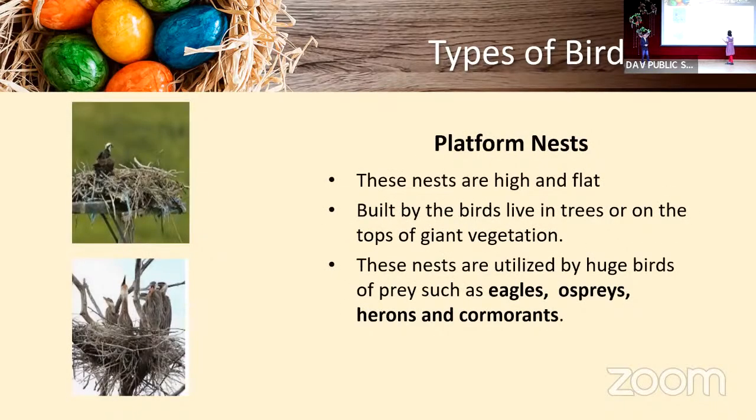Platform nests. These nests are high and flat, built by birds that live in trees or on the tops of giant vegetation. These nests are utilized by huge birds of prey such as eagles, ospreys, herons, and cormorants.